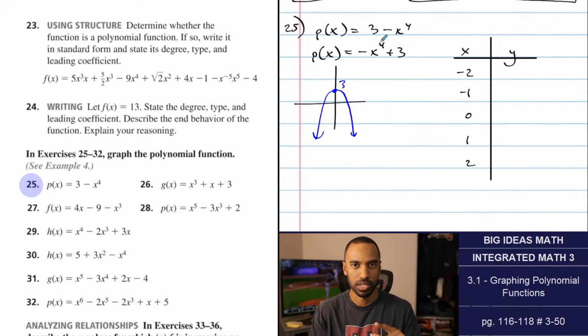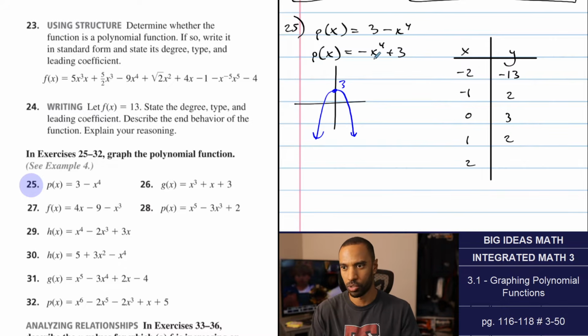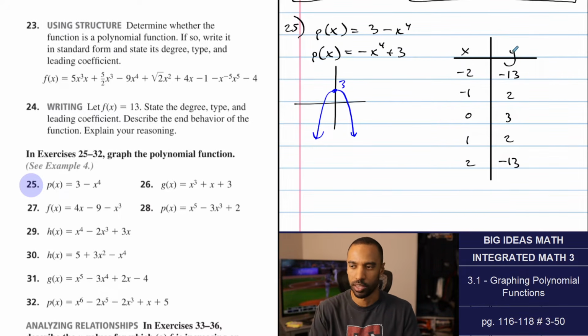Negative 2 to the fourth is 16. Opposite of 16 is negative 16. Plus 3 is negative 13. Negative 1 to the fourth is 1. Opposite of 1 is negative 1. Plus 3 is 2. 0 to the fourth is 0. Opposite of 0 is 0. Plus 3 is 3. 1 to the fourth is 1. Opposite of that is negative 1. Plus 3 is 2. 2 to the fourth is 16. Opposite of negative 16 plus 3 is negative 13. So we have symmetry on this one as well.